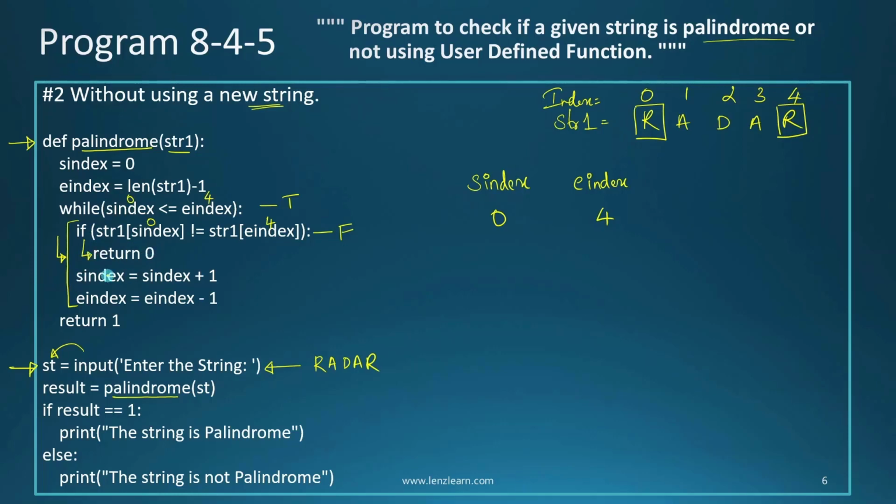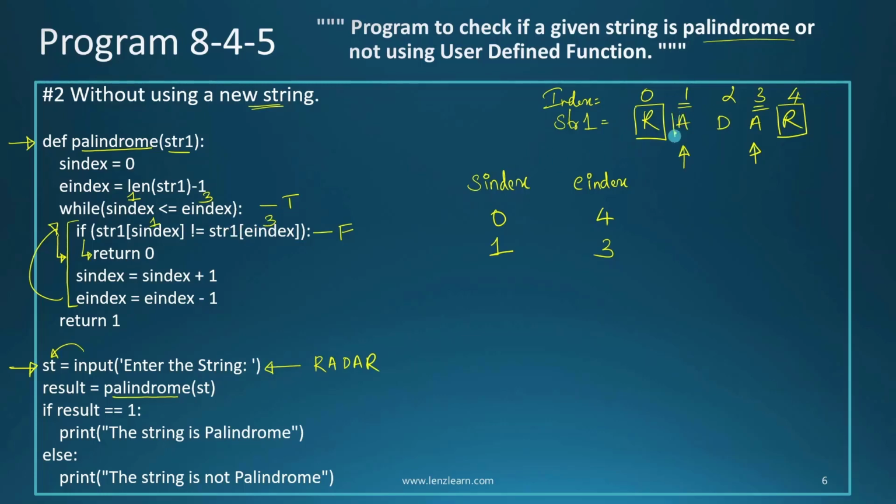I will go to the next statement where I will increase the value of s index. So now s index will become 1. I will decrease the value of e index by 1, so e index will become 3. So now I am checking this a and this a. You can see 1 and 3, right? s index is 1 and e index is 3. So now I will come back to the while loop. There I will check whether the s index value 1 is less than or equal to the e index value 3. Now again it's true. Now I will take the character from str1 at position 1 and position 3, and I will check whether they are not equal.